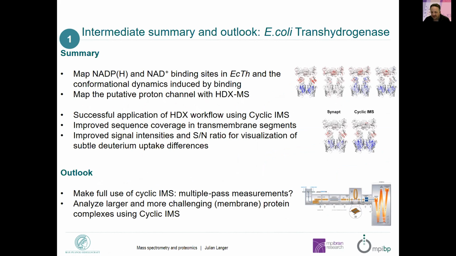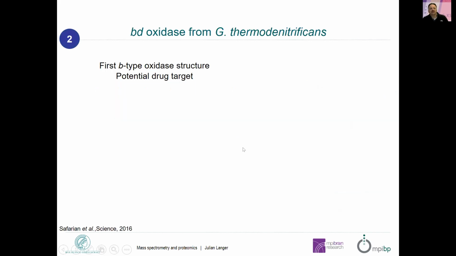So as an outlook, next obvious steps are multipass measurements to increase resolution a bit further, in particular going for larger and more challenging membrane protein complexes, because we're a bit more sensitive, and that's certainly on our to-do list. So that sums up the first part of my talk, and now we'll change gears a bit, and we'll move on to a BD oxidase from Geobacillus.